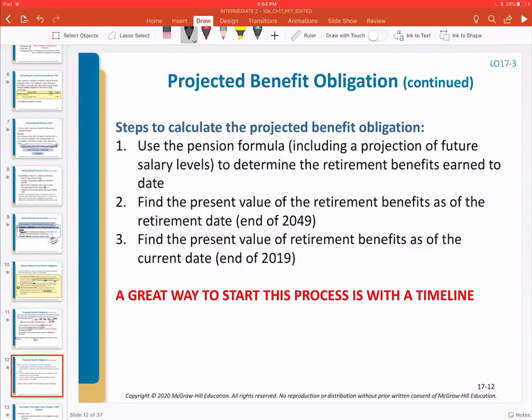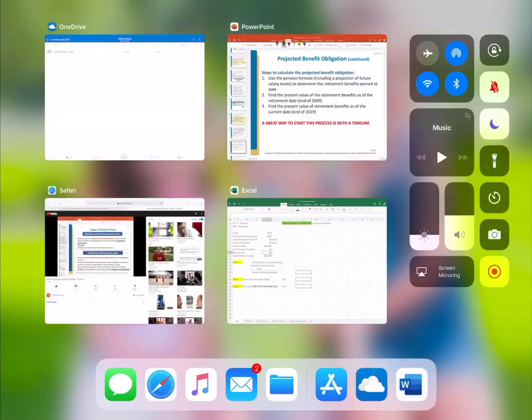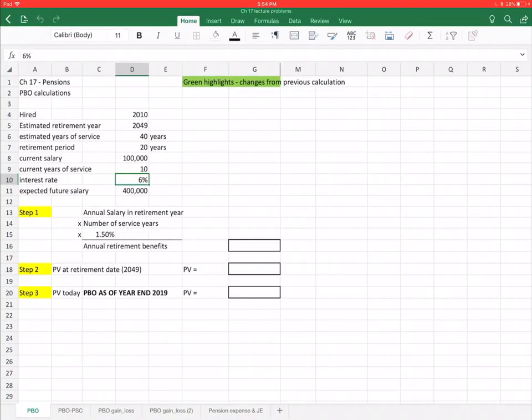Find the present value of number two today, right? And again, this kind of seems convoluted. The best place to start always with these pension problems is going to be with a timeline. So in Excel, I'm going to go ahead and draw a timeline that's going to outline these three steps. And notice, steps 1, 2, and 3, you can also see here in my Excel spreadsheet.